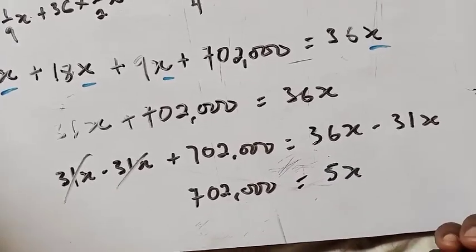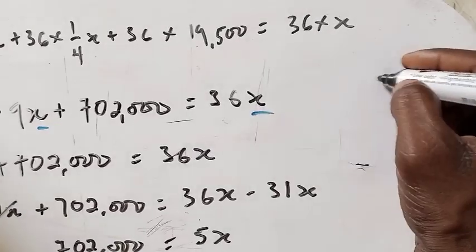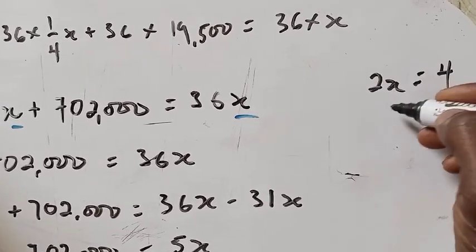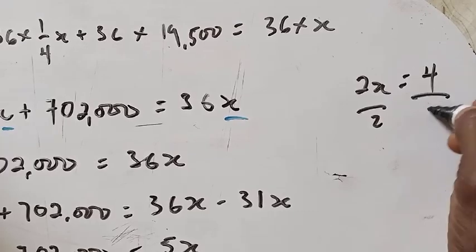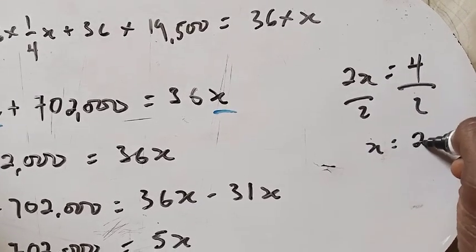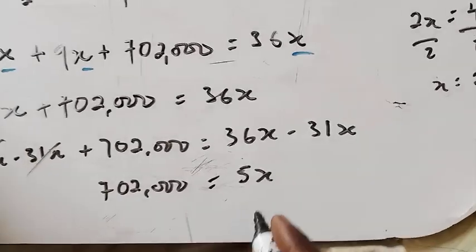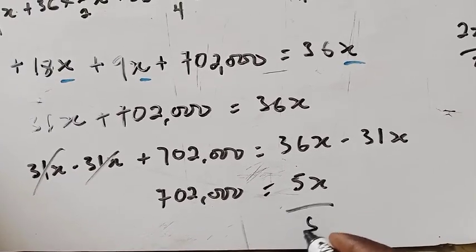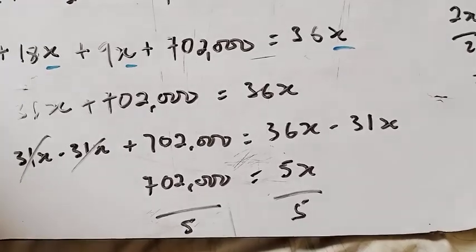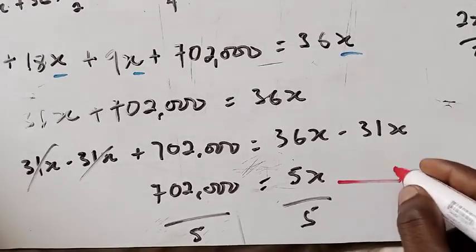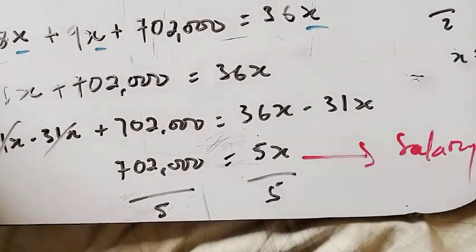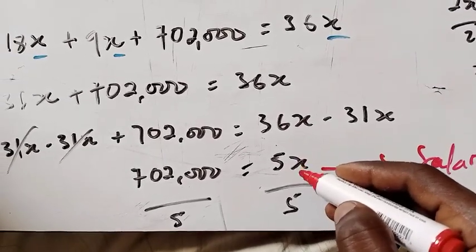Remember what we are looking for. So here's the idea: if you have something like 2x equal to 4, for you to find the value of x, you are going to divide everywhere by 2, right? So you have x equal to 4 on 2, that is equal to 2, right? So that is the idea here. So we are going to divide here by 5, and then divide here by 5. Boom, then we are left with our x. This x, remember, is your salary, right? So your salary per month, right? So any value of this x here is going to be your salary.